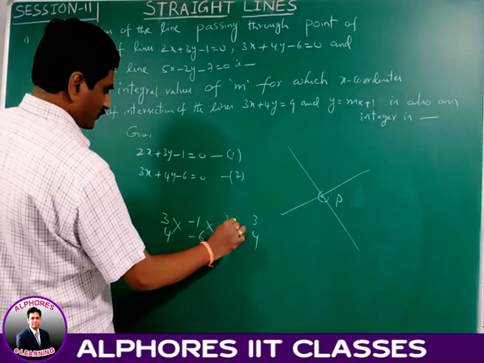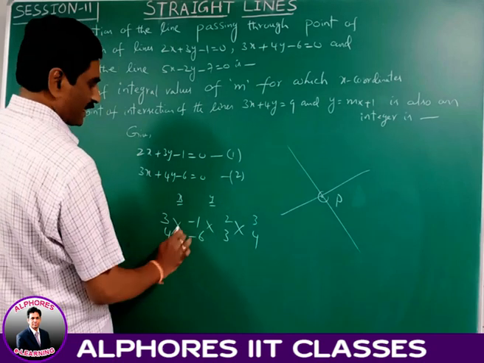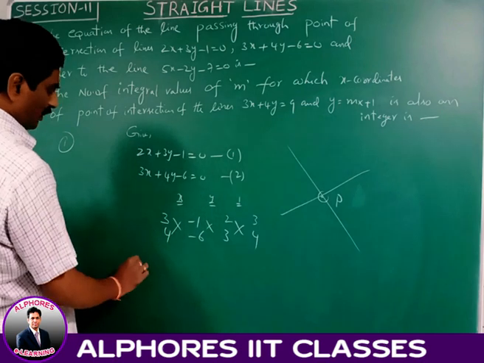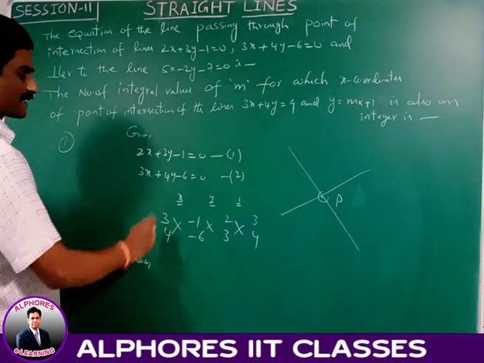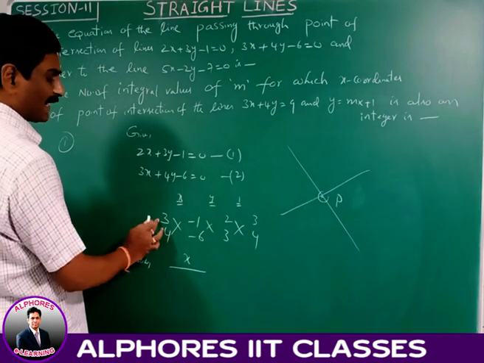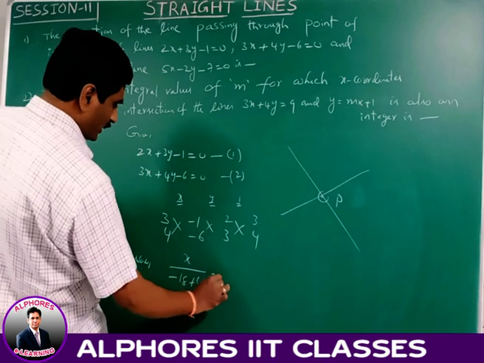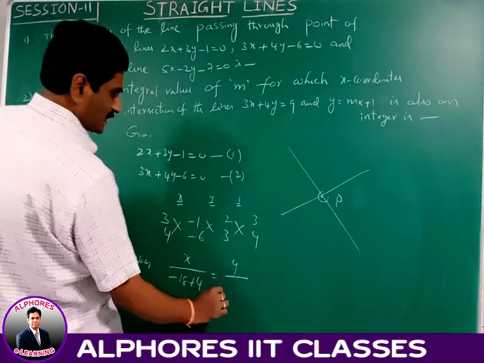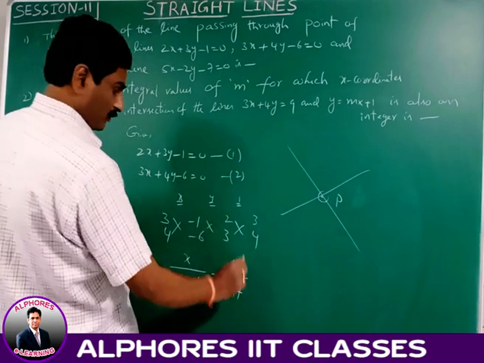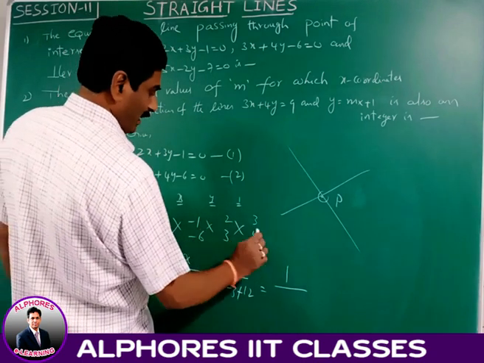Okay, what is the first value? It is the x coordinate, corresponding values are x, it is the y coordinate, corresponding values are y, and it is the constant term. Now, by using the cross multiplication method, what is the condition? x by AD minus BC. AD means minus 18 minus of minus 4, that is minus 18 plus 4, is equal to y by AD minus BC, means minus 3 minus 6 into minus of minus, plus 12. That is equal to 1 by AD minus BC, means 8 minus 9.